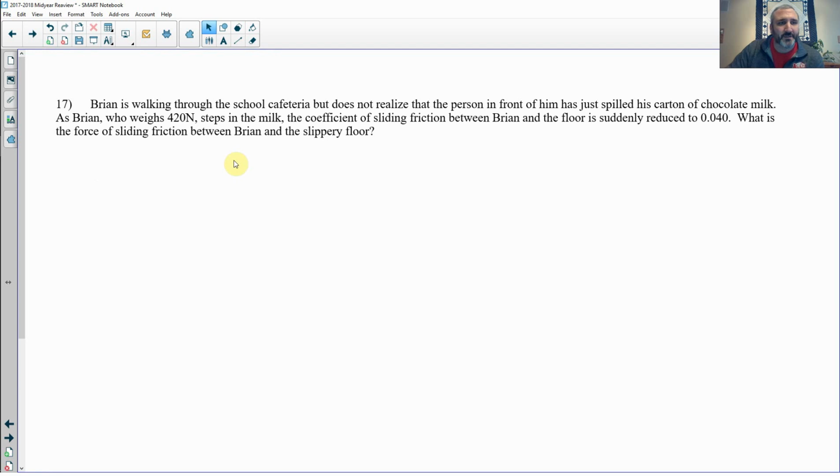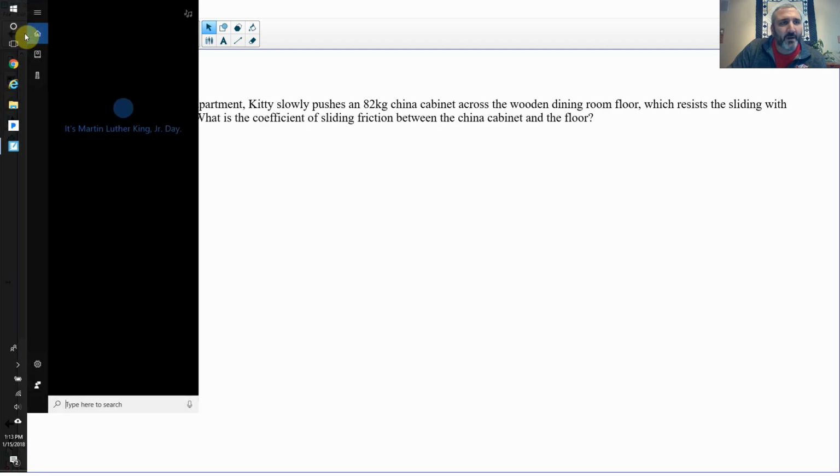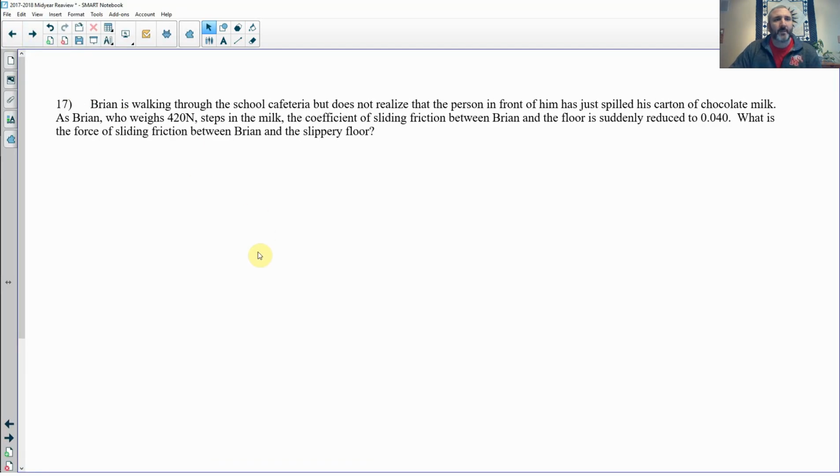This one is actually very, very simple. Brian is walking through the school cafeteria, doesn't realize the person in front of him just spilled his carton of chocolate milk. Brian weighs 420 newtons, steps in the milk. Coefficient of friction between him is suddenly reduced to 0.04. What's the force of friction between him and the floor?